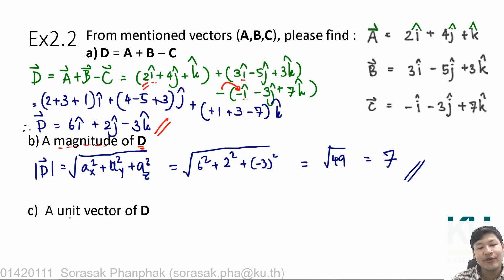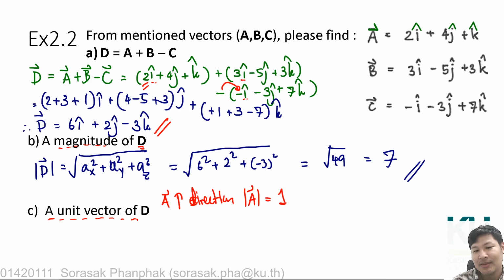If you would like to find the unit vector of D, how can you find it? What is a unit vector? A unit vector, as I said, represents the direction with size 1. If you have vector A, you still have the direction, yes, but the magnitude should equal 1. How can you change the magnitude of D, which is equal to 7, to 1? Yes, you do self-division. You divide by its own size. This is the unit vector of D.